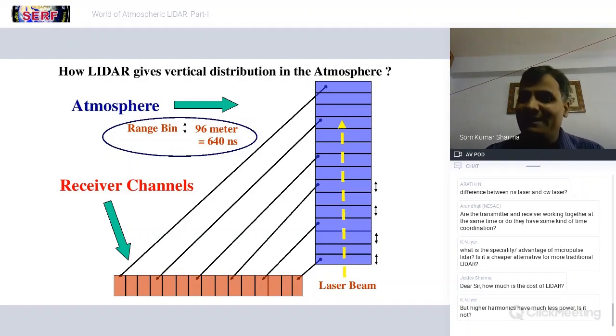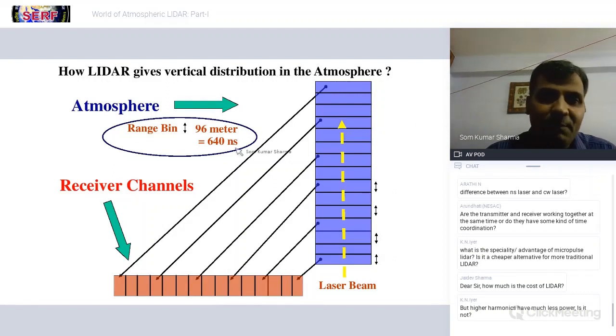So here you can decide, before operating the LIDAR, how you want to probe the atmosphere, or with what range bin or what vertical resolution you want to investigate the atmosphere. That is how you divide it into slices, and how the slices are made is how the range bin is decided.